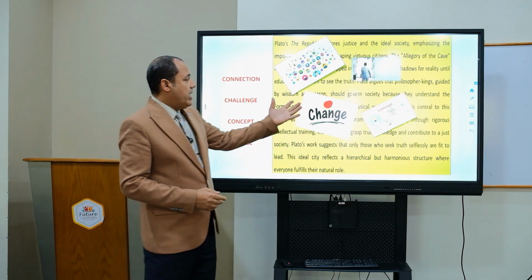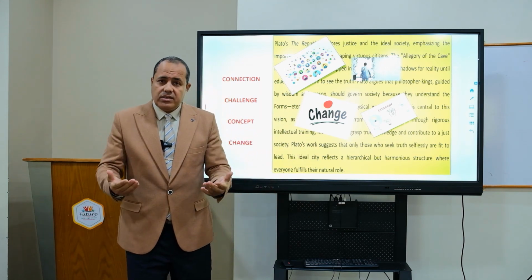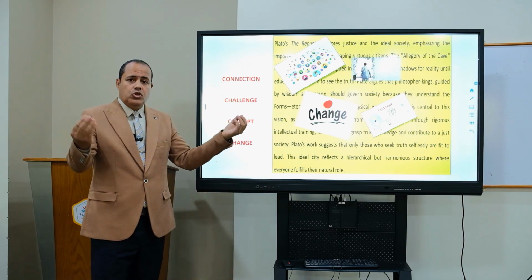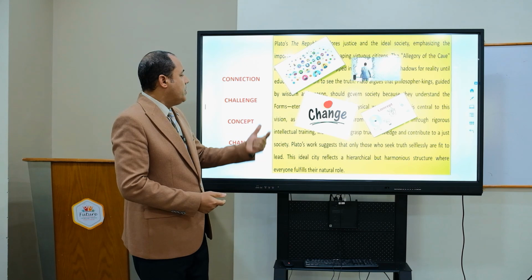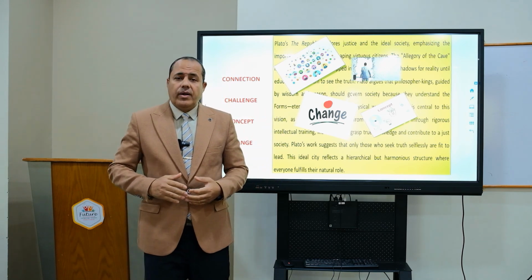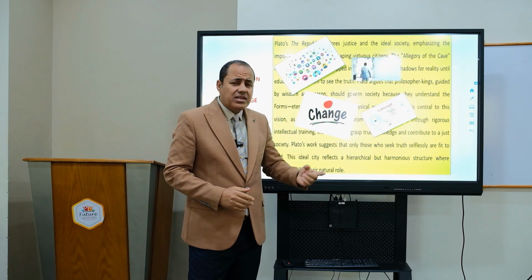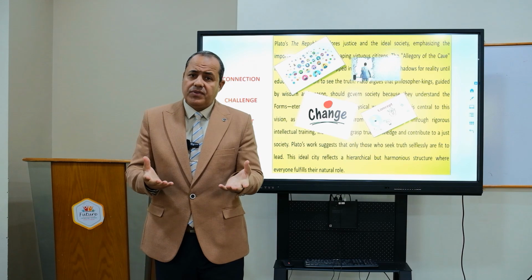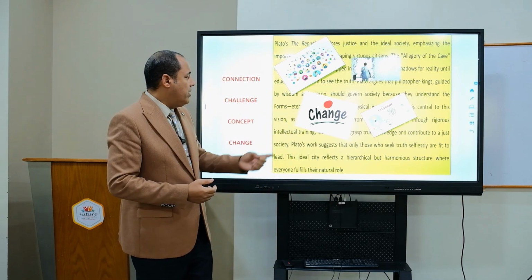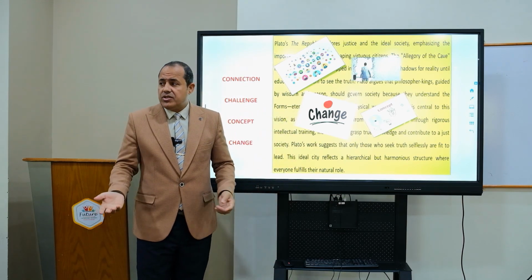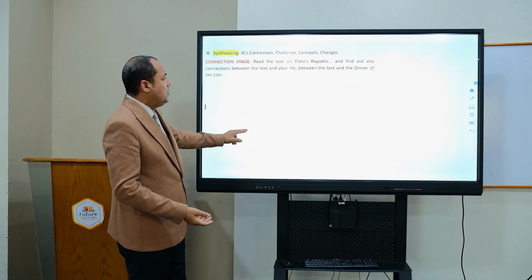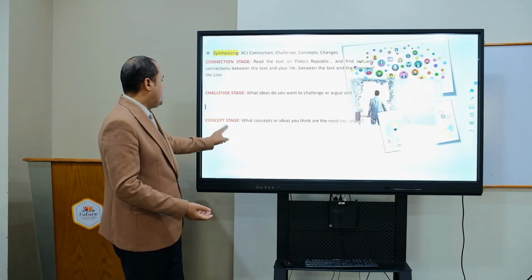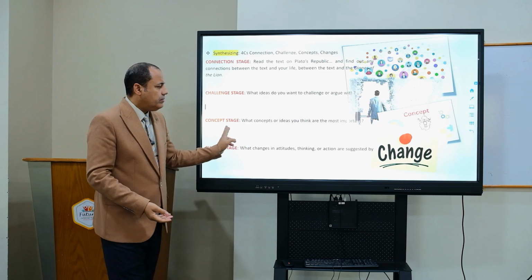Now, we have a text, and we need to read the text and think about these. We need to build connection. Number 2, we need to challenge what's in the text. Number 3, we need to have a kind of concept. The text itself has a number of concepts, so we need to get these concepts. The last one is whether to change something or not. This is the model answer for this activity as well.